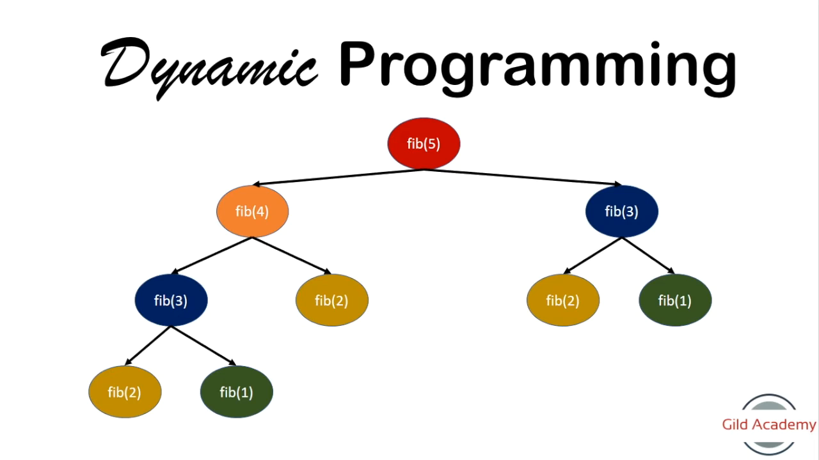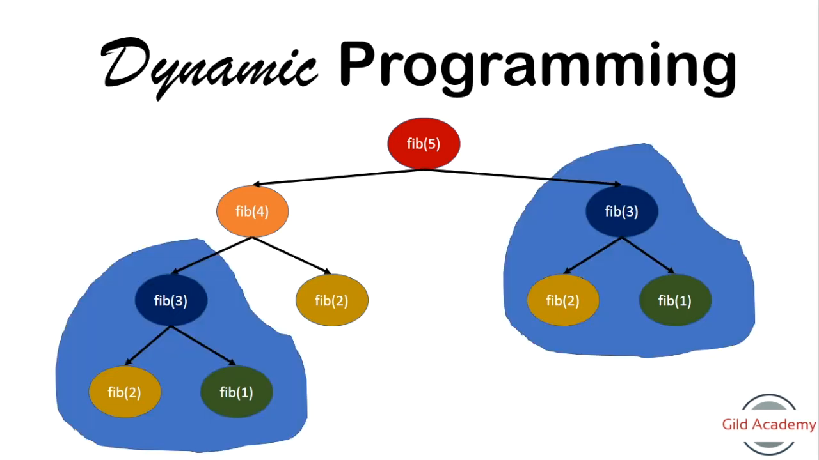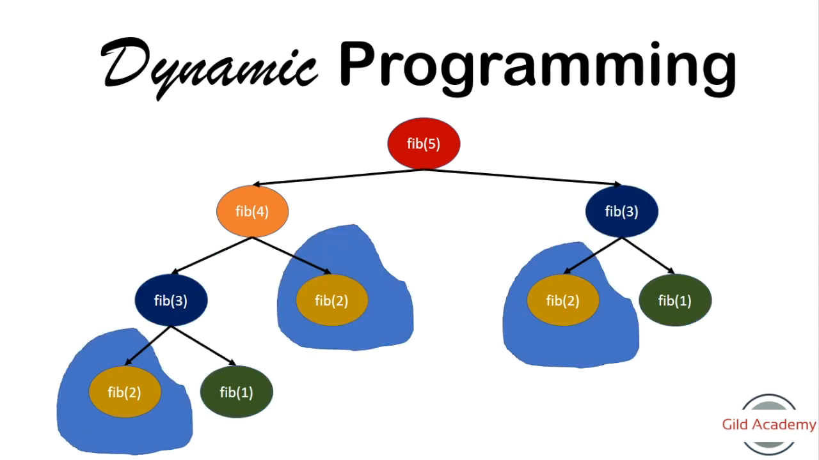In this kind of a hierarchical representation, you can clearly see that the third value of the Fibonacci series is being calculated twice. So in order to find the fifth value of the Fibonacci series, we need to find the third value of the Fibonacci series twice, and we are finding the second value of the Fibonacci series thrice. Such numbers can go up when we are trying to find a higher number in the Fibonacci series.